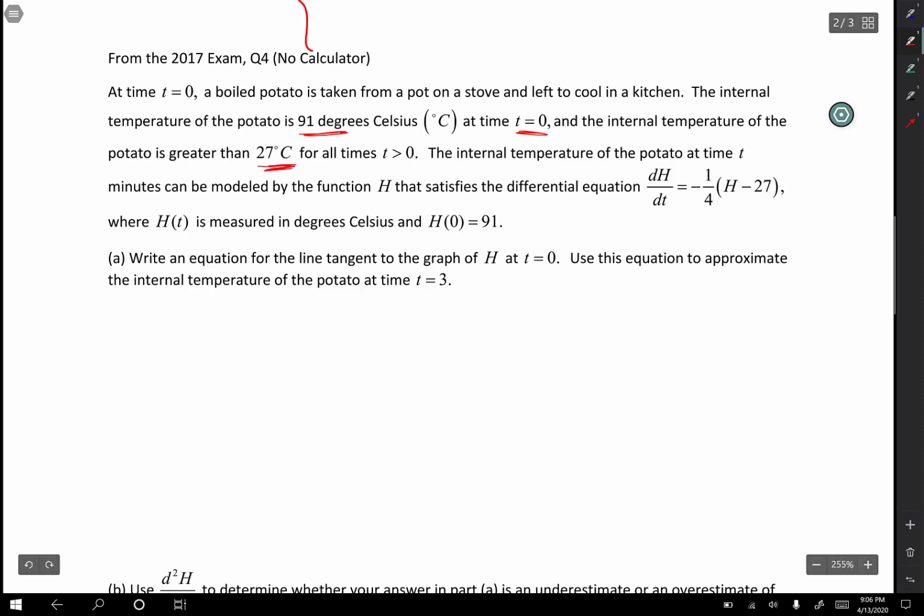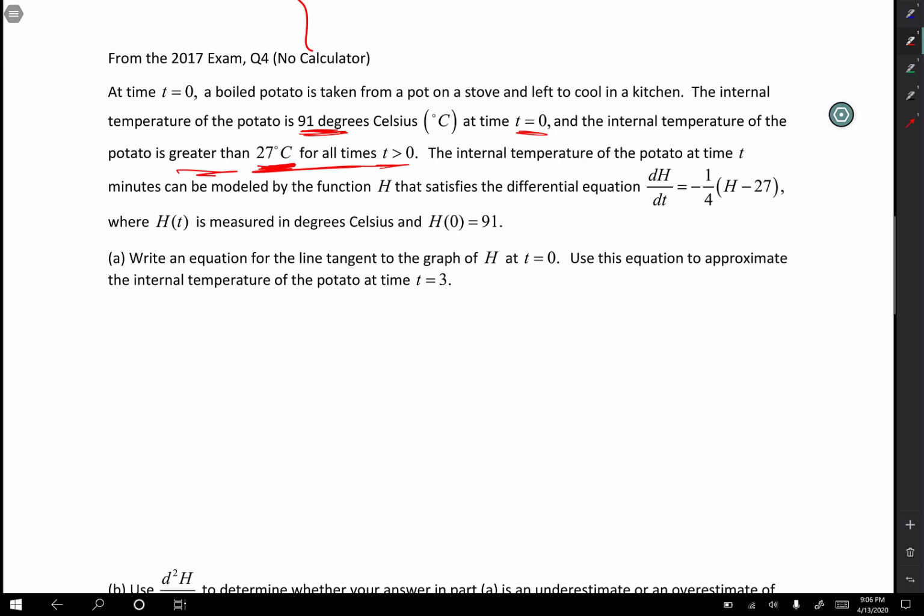So that 27 degrees is probably room temperature. I'm not going to make assumptions. I don't know, guys. But we know that the hottest it gets is 91, and the coolest it gets is 27. And it's always greater than 27 degrees, because it says right here. It's always greater. So this is the coolest it's going to be.